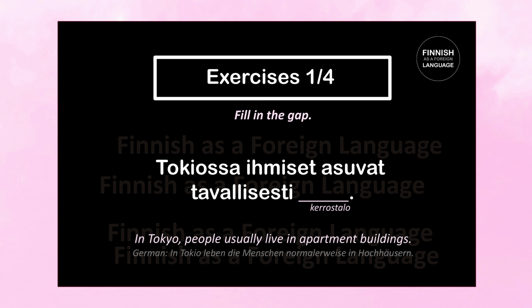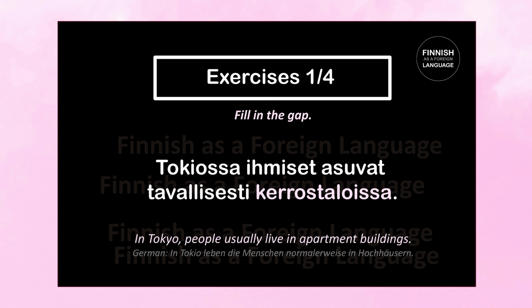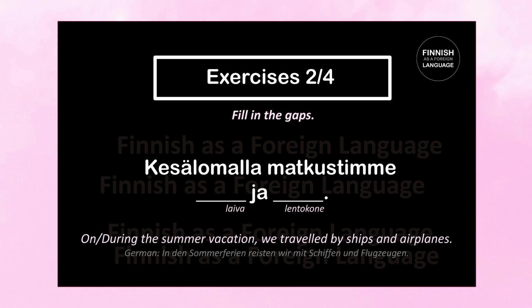That's right, the answer is kerrostaloissa. So, Tokyossa ihmiset asuvat tavallisesti kerrostaloissa. In Tokyo, people usually live in apartment buildings. Next one, we wanna say on summer vacation, we traveled by ships and airplanes. Kesälomalla matkustimme. The basic forms are laiva and lentokone.